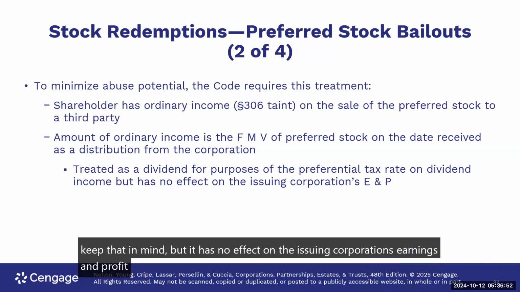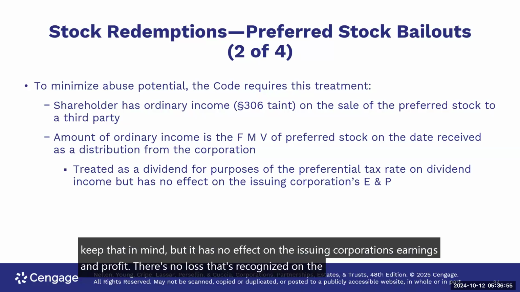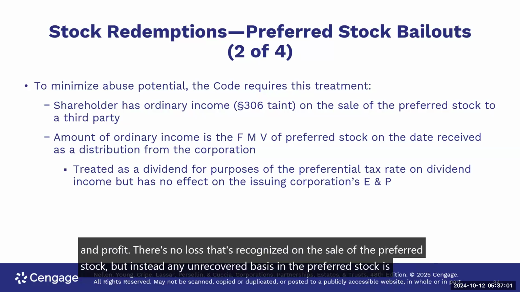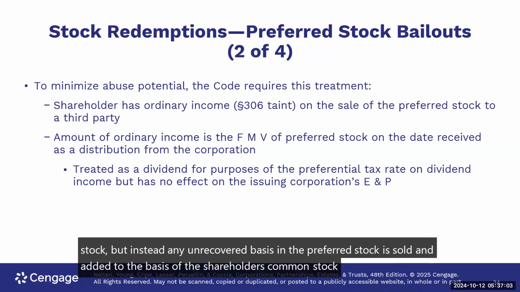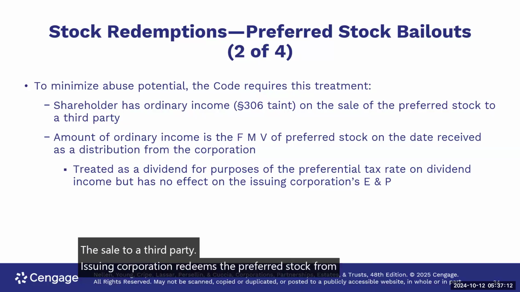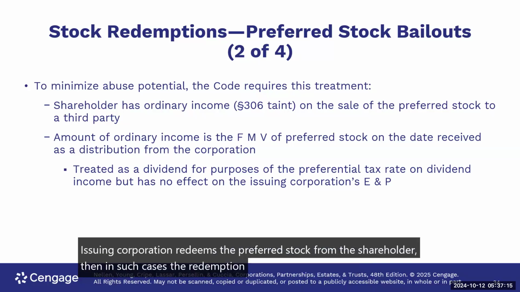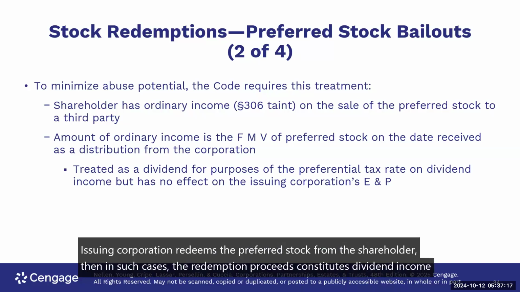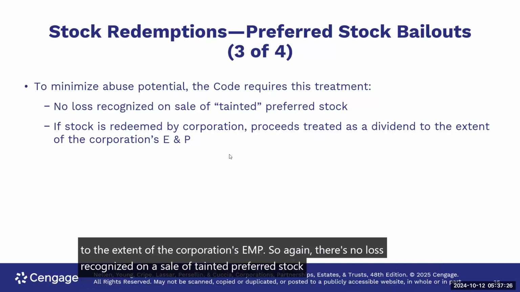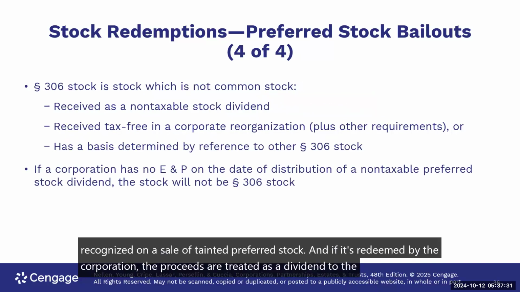There's no loss recognized on the sale of the preferred stock, but instead, any unrecovered basis in the preferred stock that is sold is added to the basis of the shareholder's common stock. But if, instead of a sale to a third party, the issuing corporation redeems the preferred stock from the shareholder, then the redemption proceeds constitute dividend income to the extent of the corporation's EMP. So again, there's no loss recognized on the sale of tainted preferred stock, and if it's redeemed by the corporation, the proceeds are treated as a dividend to the extent of the EMP.